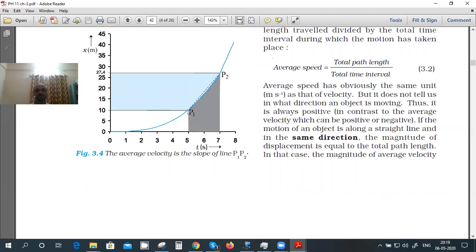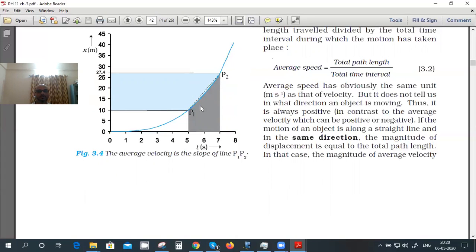In that case, the slope will become the slope of the dotted line joining P1 and P2. So what is the dotted line called? It's a straight line. Can you call it a chord? Yes, you can. What about secant? It's either called a secant or a chord. In a circle, you know how to draw a chord, right? It's similar to that. So when this time interval is finite, the slope is actually the slope of the secant.